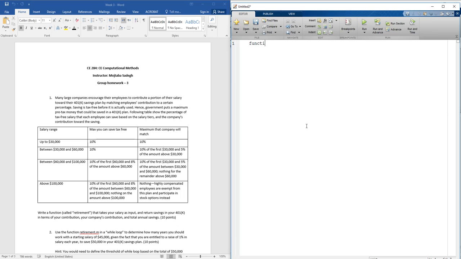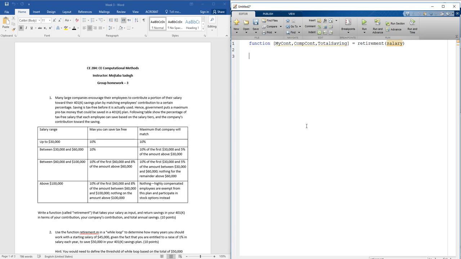So function starts with function. The output, as it is asked for, my contribution, company's contribution, and total saving. The name of the function is already given to you. Retirement is the name of the function. Input is salary.